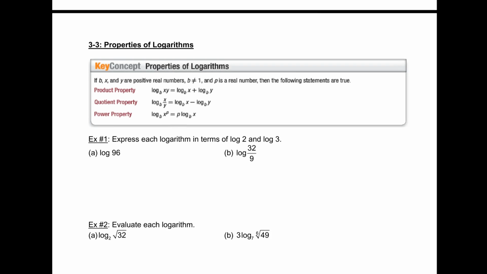Keep in mind this is one section where you won't have a calculator. You also need to make sure you memorize the properties of logarithms. These should be ingrained in your head. I expect you to know them.